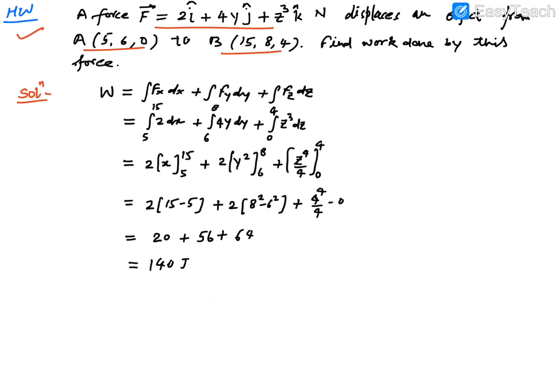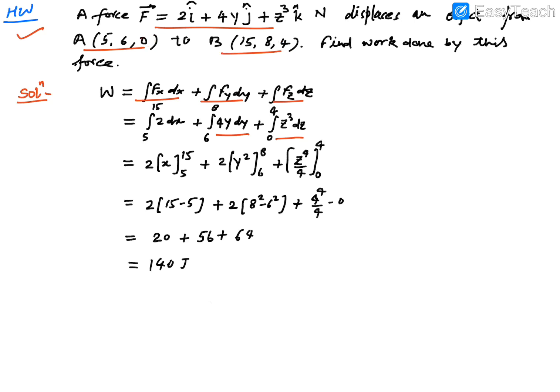We know the formula. The work done by the force is the integration of F dot dr, which can be written in three different integration formats: x differently, y differently, and z differently. Then here you need to place the value of Fx, which is 2, so that has been placed over here. The value of Fy, which is 4y, and the value of Fz, which is z cubed, and the limits have been placed correspondingly. For the x integration, the limits run from initial x to final x, so they are from 5 to 15. Similarly, 6 to 8 for the y coordinate, and 0 to 4 for the z coordinate. Okay, and then they become integrations.